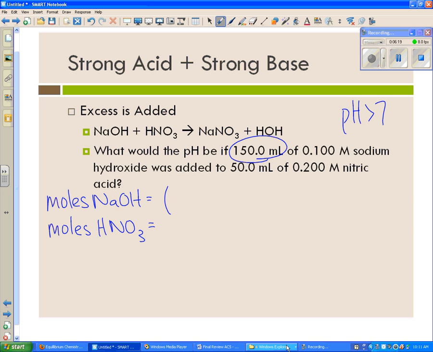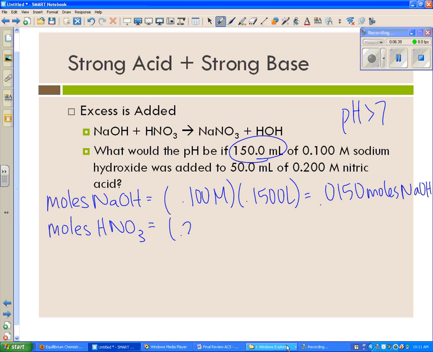Calculate moles, molarity times volume. So 0.100 molar times 0.1500 liters is 0.0150 moles. 0.200 molar times 0.0500 liters, 0.0100 moles. So we can see that because this reacts on a one-to-one ratio, we have plenty of base to react with all of the acid.